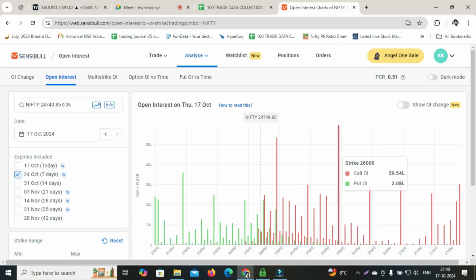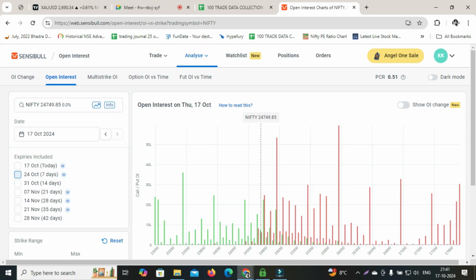So for next week, 26,000 is strong resistance, 25,000 is strong resistance. On the downside, there is no support at all. 24,500, nothing. 24,000, nothing. It is only at 23,500, which is near the 200-day moving average. So this is how traders, or the big players, are positioned as of now for next week.